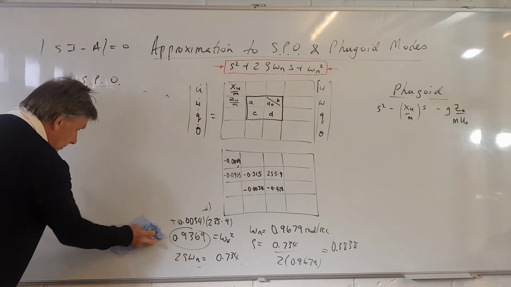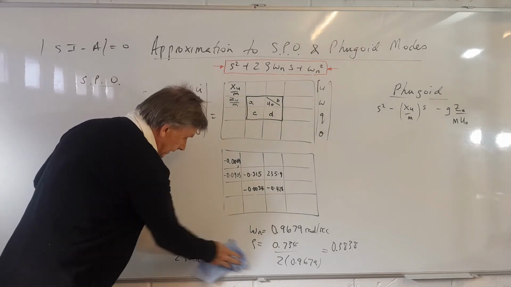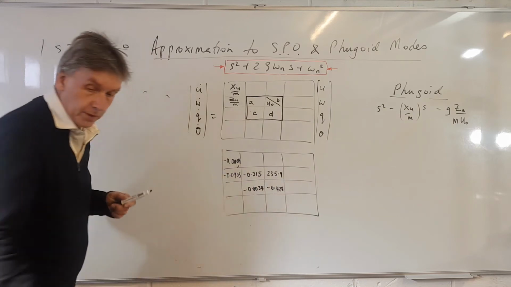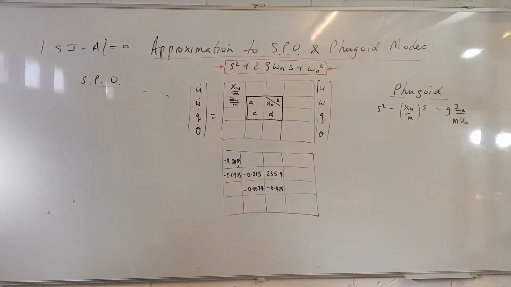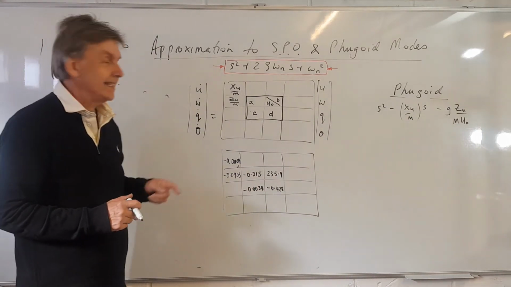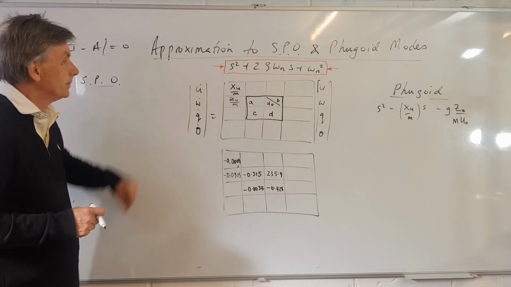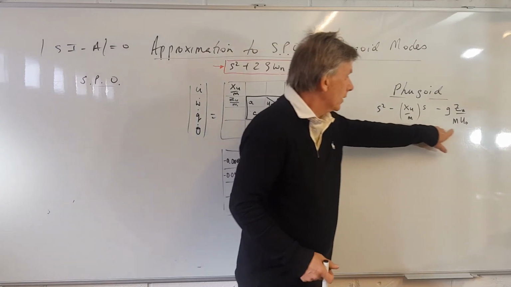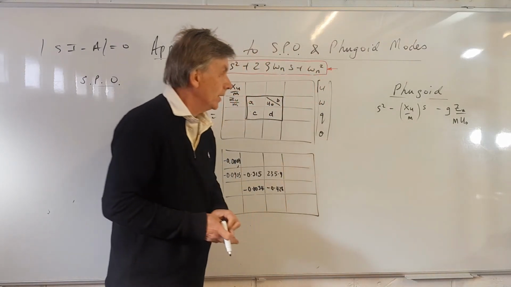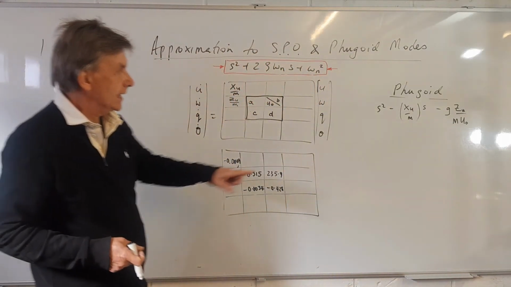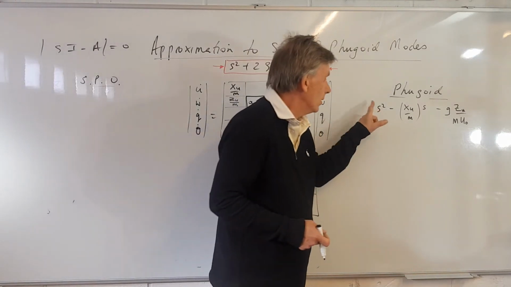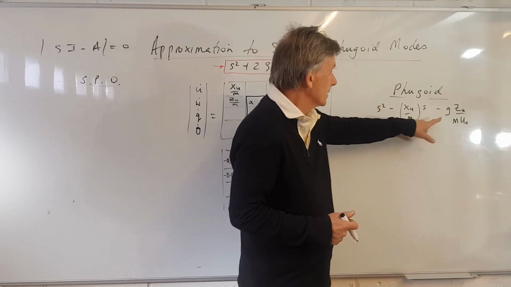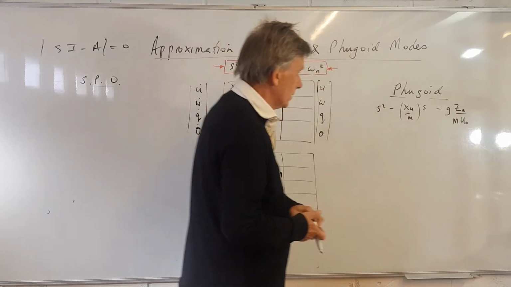Now the next one to look at is the Phugoid mode. Now the Phugoid mode is easier than the SPO mode because we can recall that the equation for the Phugoid second order mode is given exactly by this equation here, or it's an approximation, but it's the equation we're going to use: s squared minus xu over m s minus g zu over m u naught.